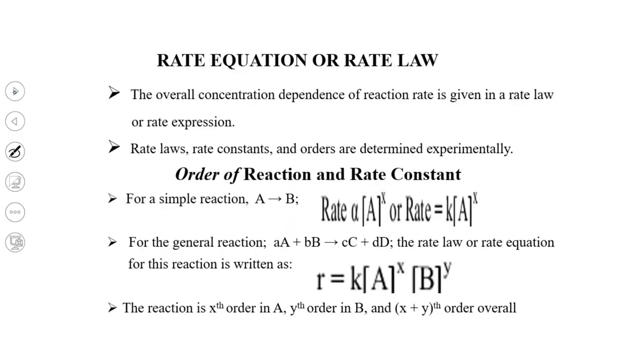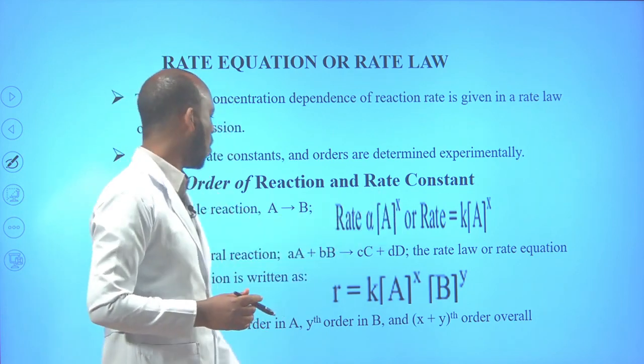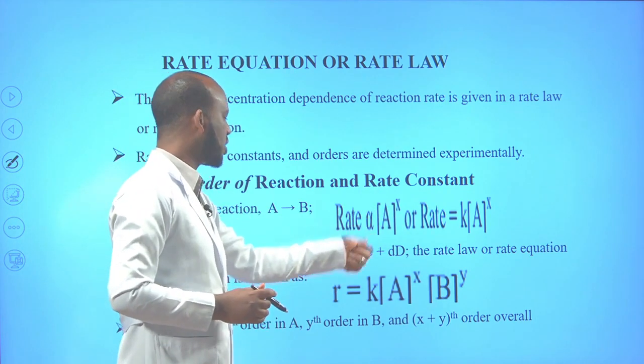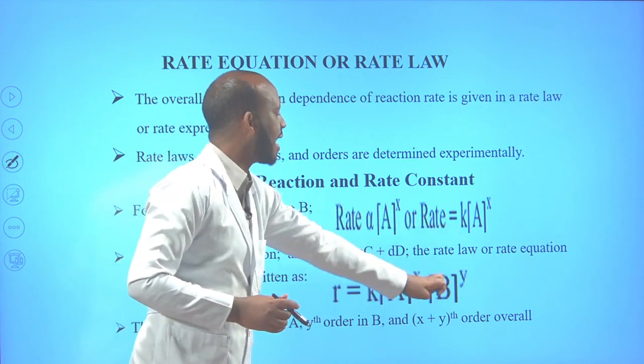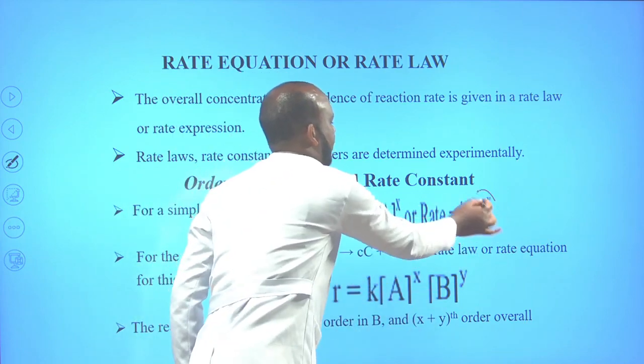Rate equation or rate law. The overall concentration dependence of reaction rate is given in the rate law or rate expression. The rate law, rate constants and others are determined experimentally. Order of reaction and rate constants. For a simple reaction, A to product, the rate is directly proportional to the concentration of A raised to X. This proportionality constant is the rate constant K, so rate equals K times the concentration of A raised to X, where X is determined experimentally.